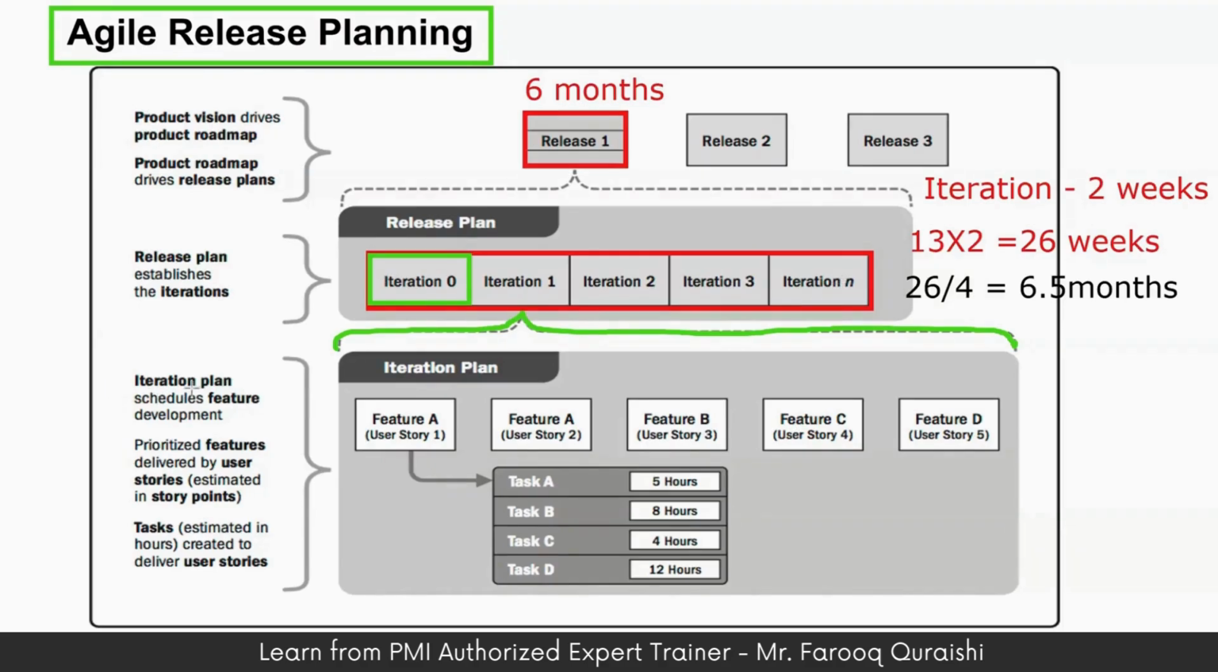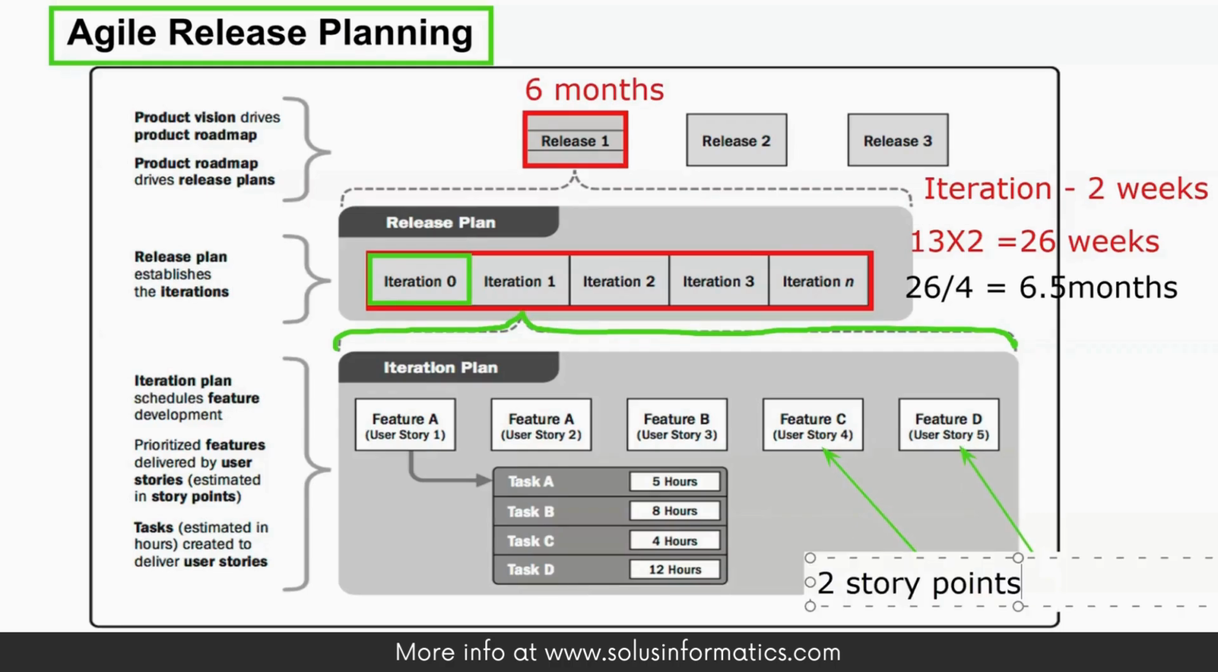So the product vision drives the product roadmap, which drives the release plan. The release plan establishes the iterations, and the iteration plan schedules the feature development. For each of these user stories, story points are assigned. If this is assigned 2 story points and this is assigned 4 story points, that means feature D will take 2 times the effort of feature C. Story points are assigned to the user stories.